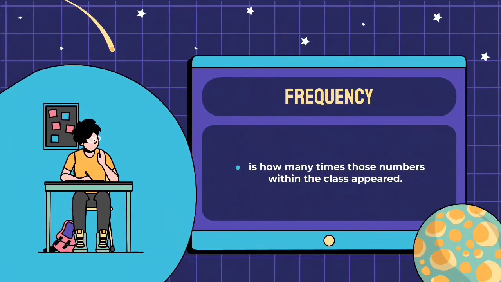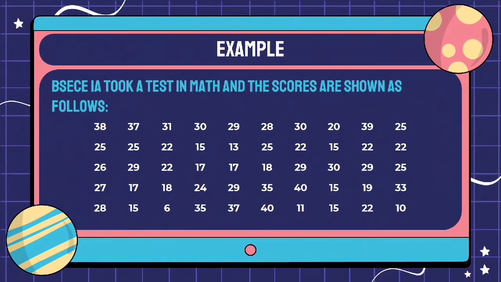Frequency, by the word itself, is how many times those numbers within the class appear. To be more accurate, I usually arrange it in ascending order, but this is completely up to you. So if you were me, what would you do?